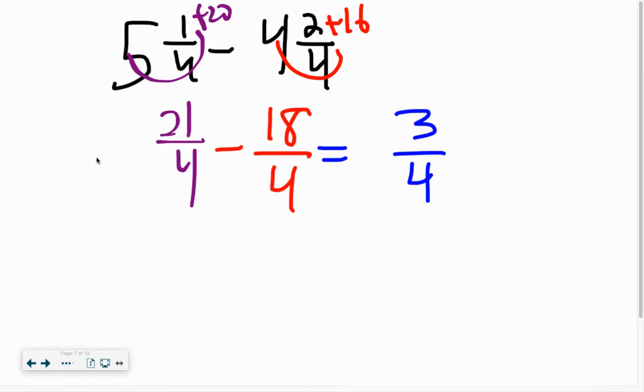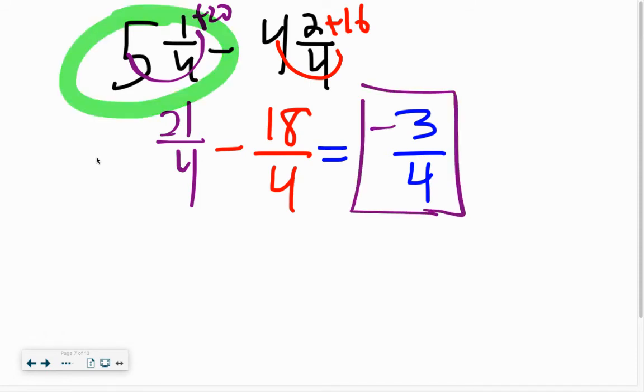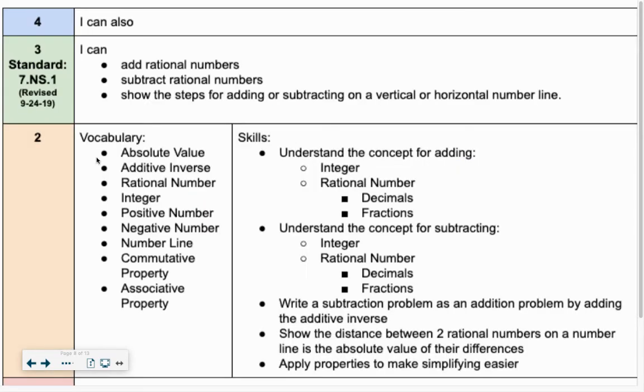And we go back and we remind ourselves that this 5 1/4 was negative, so our answer is negative 3/4. Whichever method you like, use. All that matters is you get to this answer here of negative 3/4. Whichever method you use does not matter to me. We're talking about this again, you can see, because we want to be able to subtract fractions and decimals. That's what our rational numbers are.